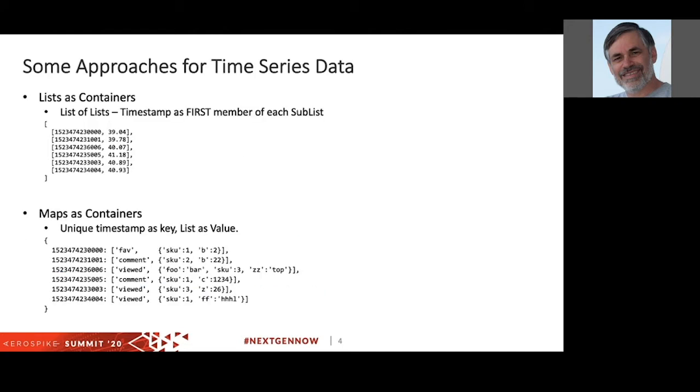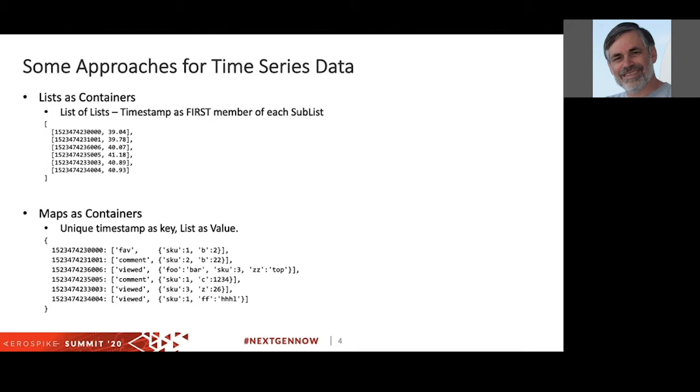A couple of approaches here, some simple examples for storing time series data. We can use lists as containers, in this case a list of lists, where each member of the sublist, in this example, is a timestamp followed by a value. In the case of a stock ticker example, it's a time and then the value of that stock, or the price of the last trade of that stock, should I say, at that timestamp value.